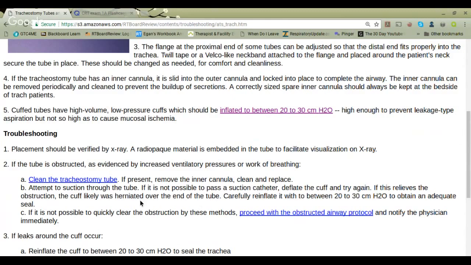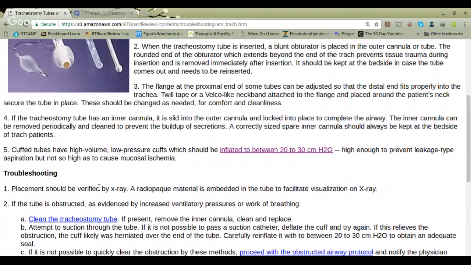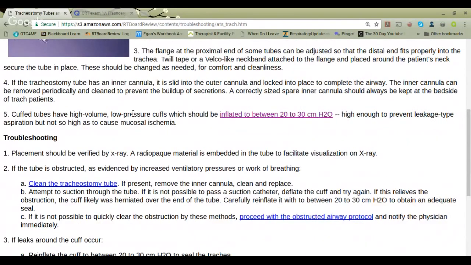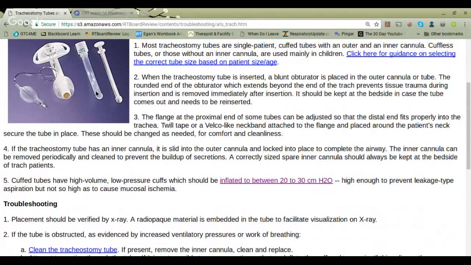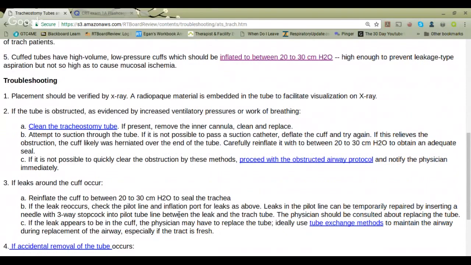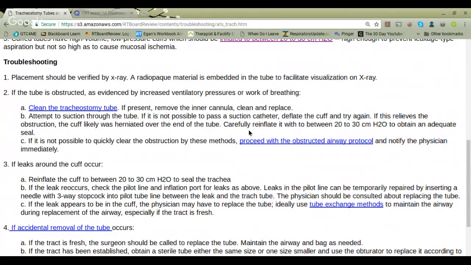I forgot what that means. Pretty much it's saying the cuff, which is this, was blocking the hole. There's a hole somewhere. There's like a hole right there. And it's saying that this is blocking the hole. Okay, so carefully reinflate it with pressures between 20 to 30 to obtain an adequate seal.